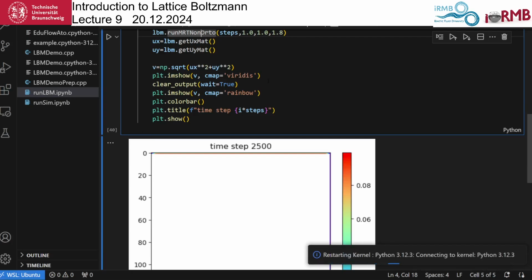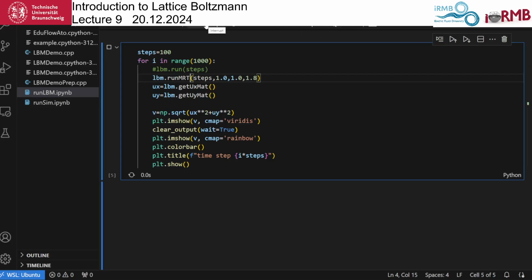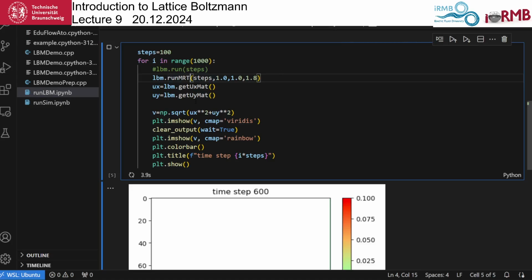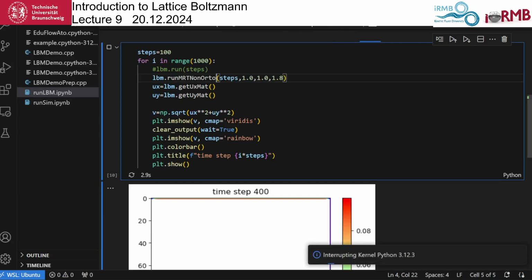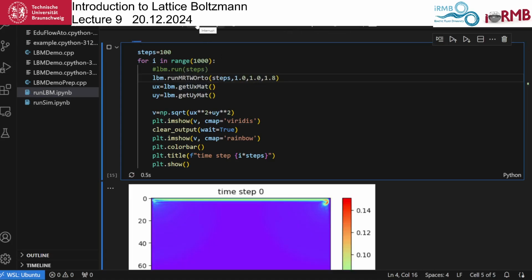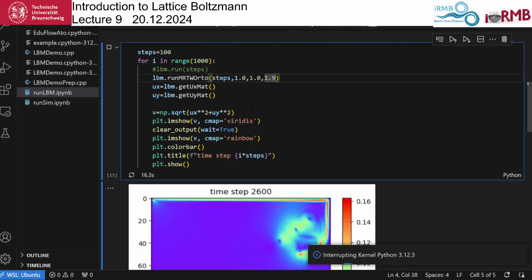Are you still here, guys? Yes. Okay. Let's compare this again with MRT. So MRT obviously crashes, then MRT non-orthogonal crashes. MRT weighted orthogonal runs. So again, we found an improvement. Should I try to run it with 1.9? If this doesn't run, then we are done for today. Okay, even with 1.9.